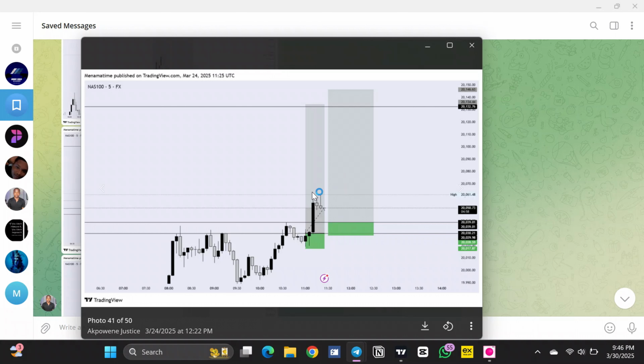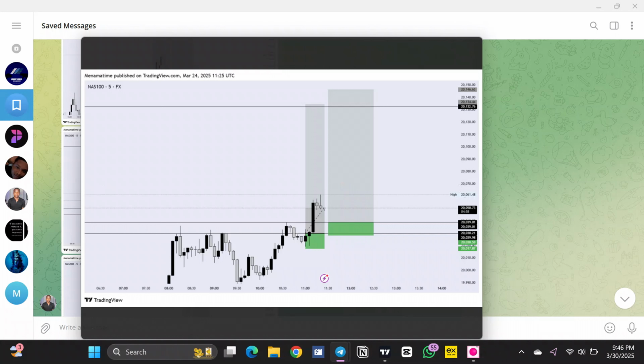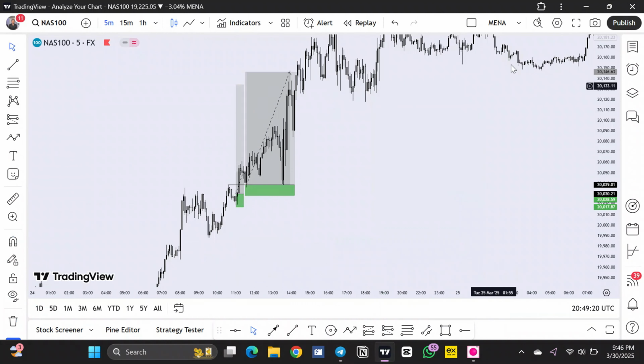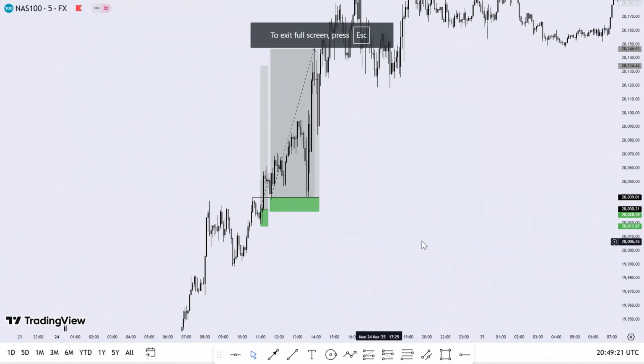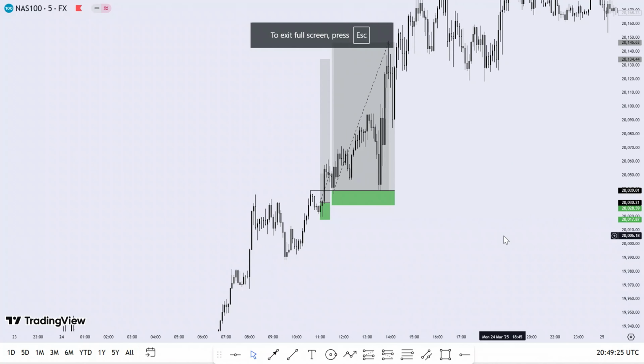So I have my first entry, I have my second entry, but have it in the back of your mind that the entry must be in line with the market direction. It's very, very vital for the RBS entry. So let me go to TradingView. Let me actually explain it to you.